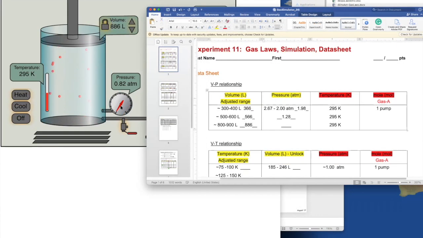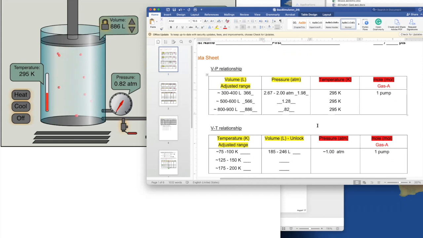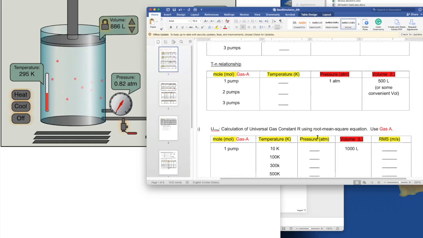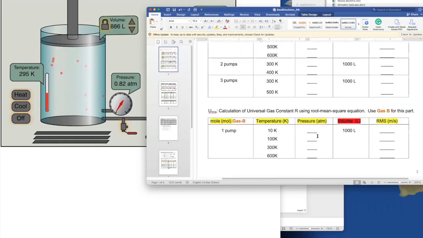Type in what the pressure is corresponding to that. Okay, and now you've got the data for that. You move on to the next module, because when you do the calculation, it's going to ask you to do calculation for all of this.